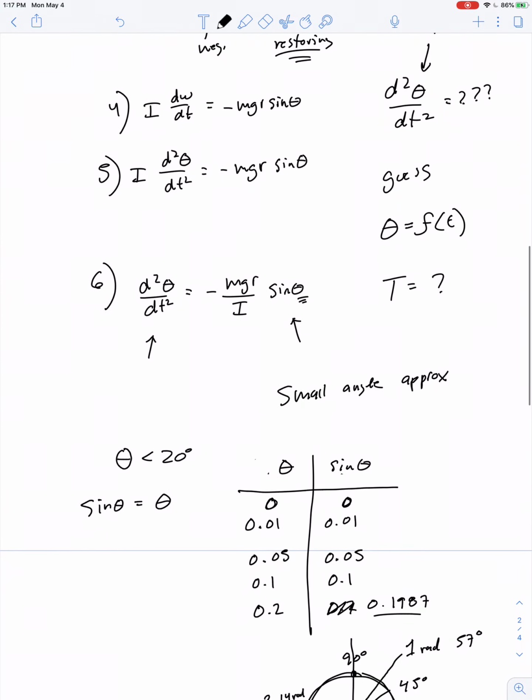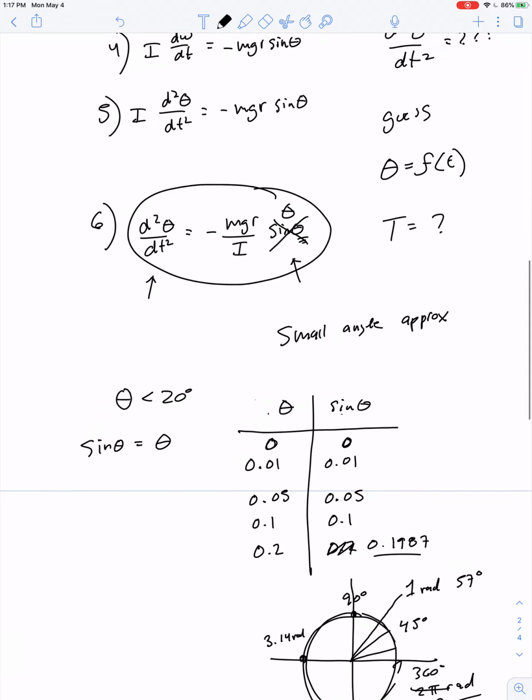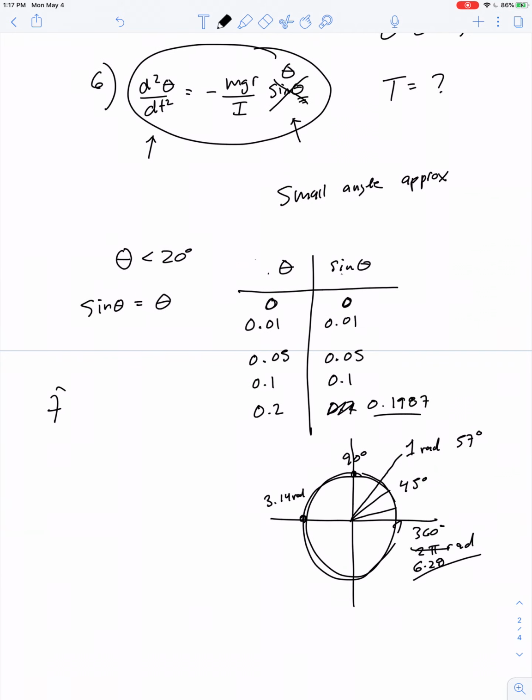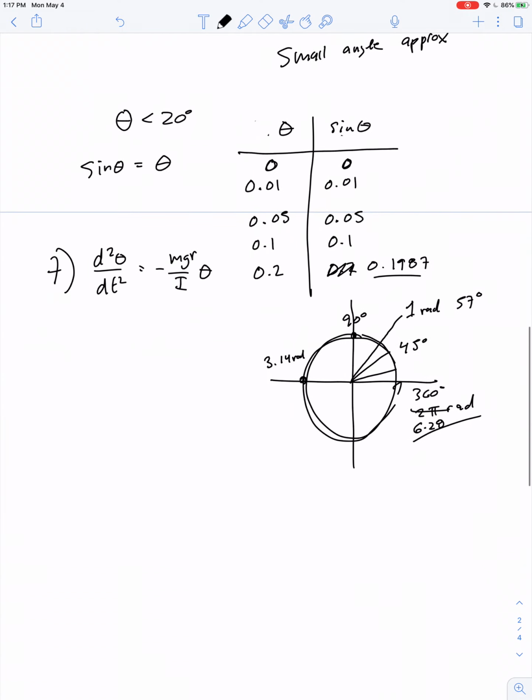Well, that's huge. That allows us to make a substitution here. I can replace sine of theta with theta itself. So now we get to step 7, and we have a differential equation that says the second derivative of the angular position with respect to time is negative mgr over I, which is all some constant multiplied by theta. See, is this starting to look familiar?